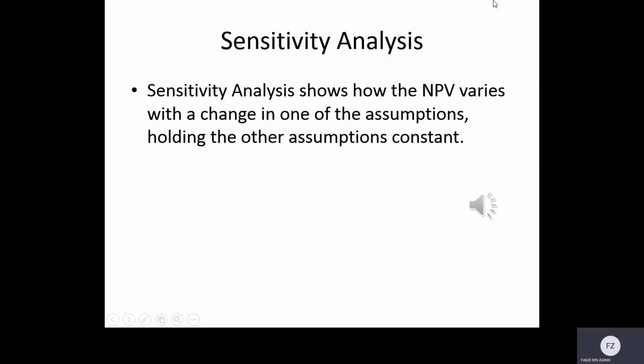Have a look at how we do sensitivity analysis. Sensitivity analysis shows how the NPV varies with a change in one of the assumptions, holding the other assumptions constant. So more or less it's like a break-even analysis, but we are just looking at different scenarios: worst case, best case, and most likely case. So let's have a look at that.